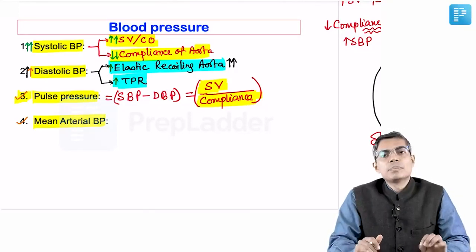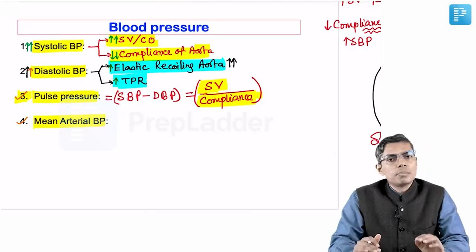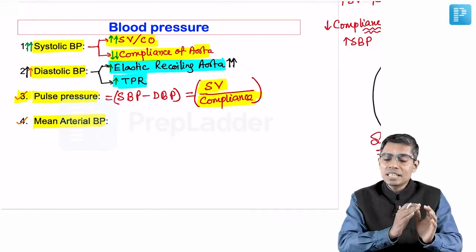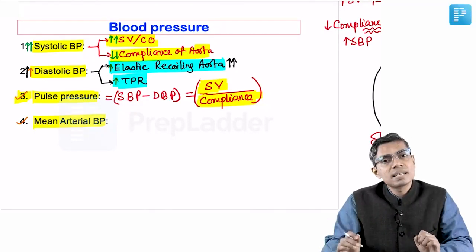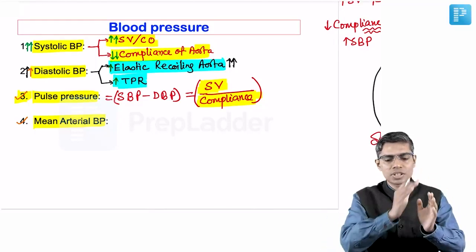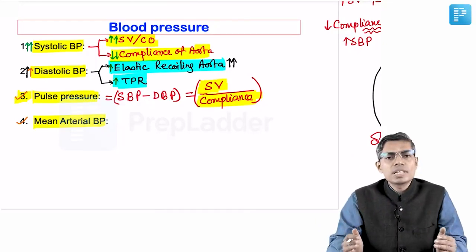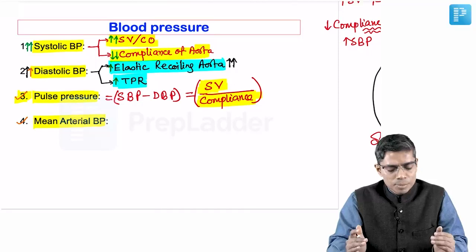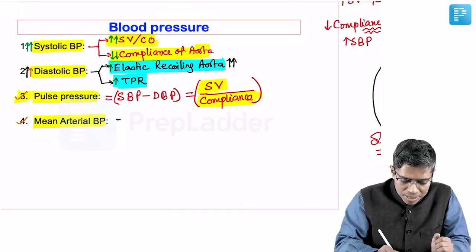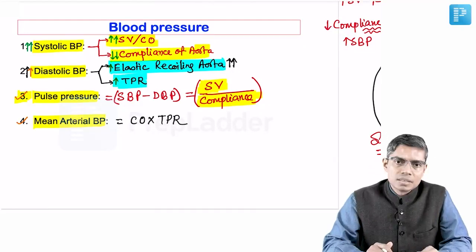Now the last one is the mean arterial pressure. Whenever we say mean arterial pressure, by definition, we know it is nothing but the average pressure throughout the cardiac cycle, right? During the cardiac cycle, blood pressure will fluctuate between systolic blood pressure and diastolic blood pressure. But if I take a mean, then that blood pressure is known as the mean arterial pressure. Generally, we say that mean arterial pressure is equal to cardiac output multiplied by total peripheral resistance. If you do that, then you are going to get your mean arterial pressure.